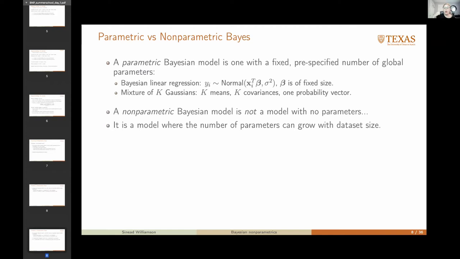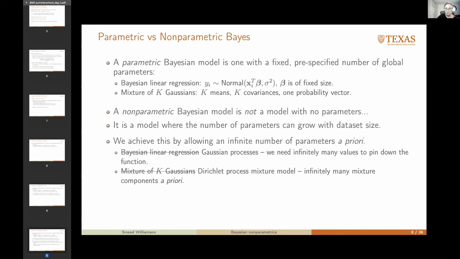A non-parametric model is one where we don't have a fixed pre-specified number of parameters, but instead the number of parameters can grow with the data set size. Right? So we still have parameters, we just have an unbounded number of them. And we do this by saying, okay, we're going to assume a priori that we have infinitely many parameters. So instead of having two components in our mixture model, we're going to assume we have infinitely many components. Instead of having a finite dimensional parameter vector beta, we're going to have an infinite dimensional parameter vector beta.